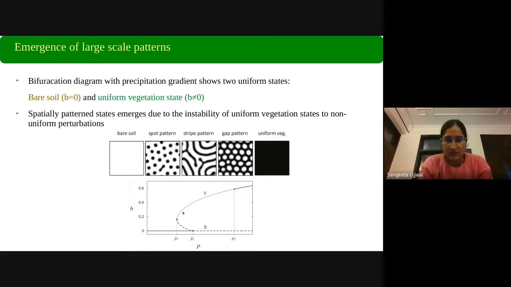Okay, so the dashed line over here, the dotted line, represents the region where we can have these different patterns. And the solid line over here represents the uniform vegetation state. Now we will see under what condition we can have these different kinds of states.